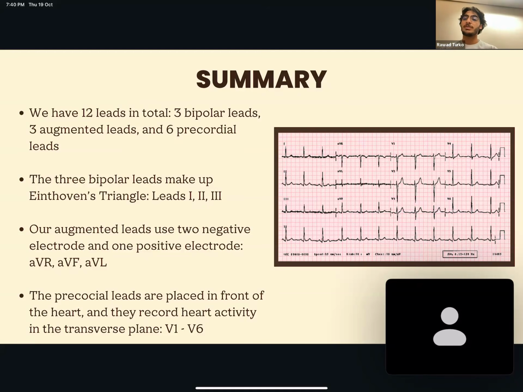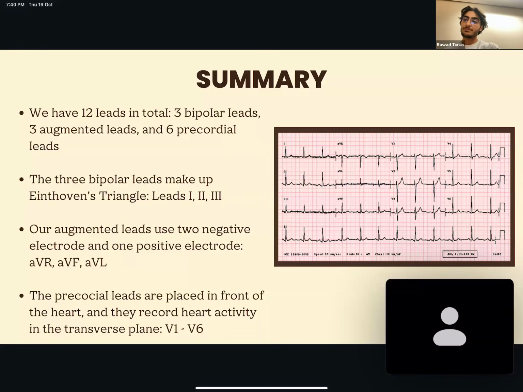And the precordial leads are placed in front of the heart, and they record heart activity in the transverse plane, V1 through V6. Again, I mentioned this about AVR, but I really want to reiterate. AVR, positive electrode on the right arm. AVF, take F for foot, it's on the left leg, but take foot, it's just an easier way to remember it. AVF, the positive electrode is on the left foot, and the 2 other ones are negative, obviously.